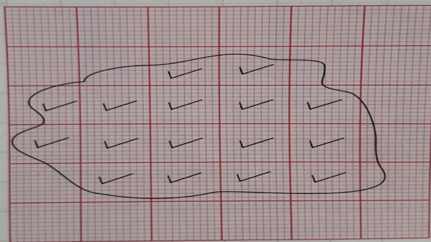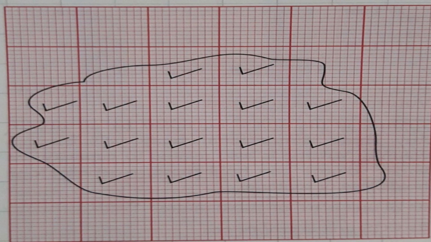So we should count the number of squares which were completely covered, and also the squares which cover more than 50%. The ones less than 50% we should not mark. We should mark only the squares covered more than 50%. So totally how many squares have we marked? 1, 2, 3, 4, 5, 6, 7, 8, 9, 10, 11, 12, 13, 14, 15, 16. So totally there are 16 squares.